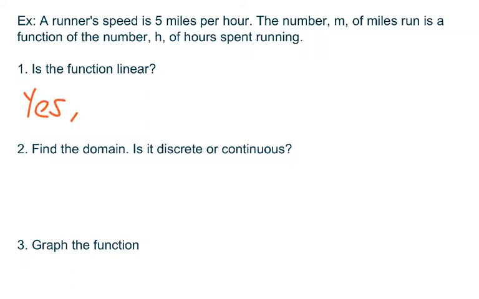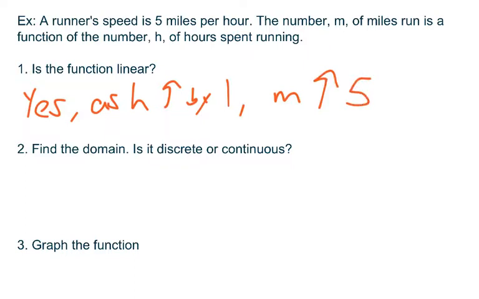It's linear because as h goes up by 1, so as the number of hours increases by 1, the miles go up by 5, because it says the runner's speed is 5 miles per hour. So if I run for 1 hour, that means I went 5 miles. If you add another hour, you go up 5 more miles. So it is a constant rate of change. We have a linear function.